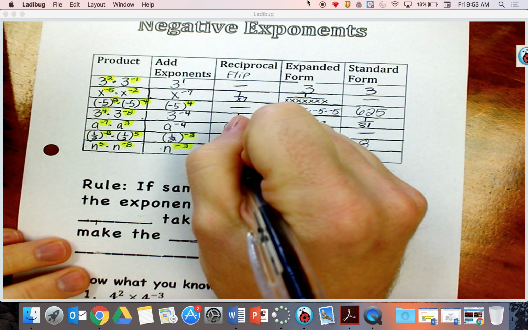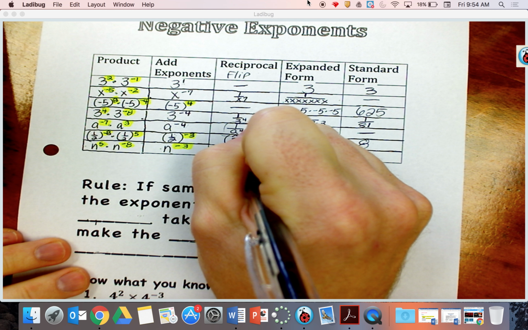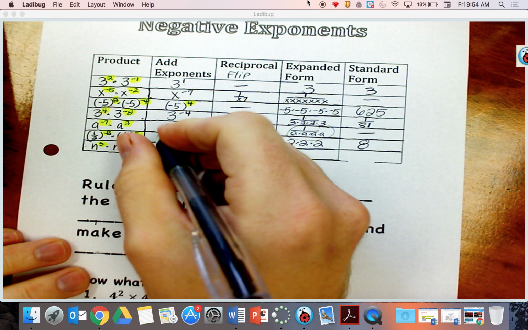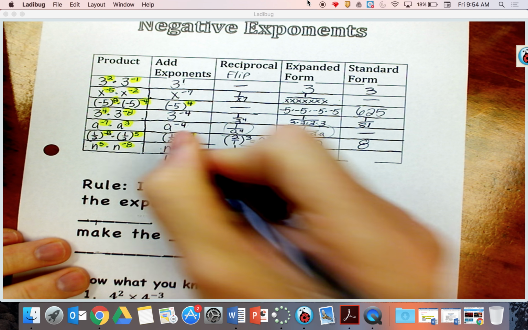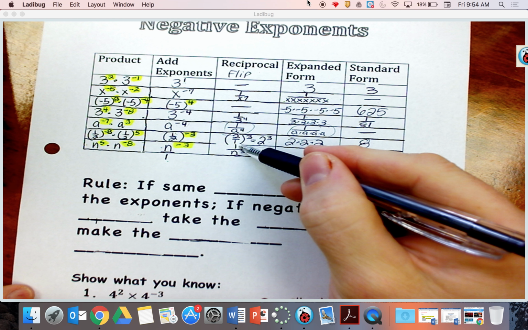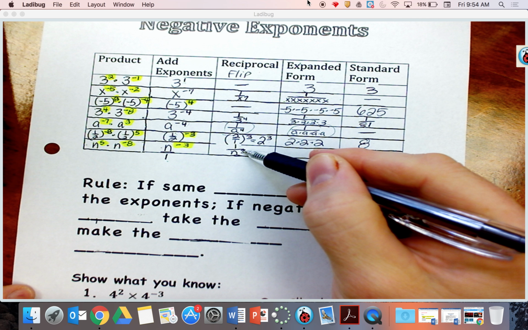I flip him over. He becomes 1 over n to the 3rd power. So he flips over. So remember, this is kind of like you got a 1 underneath it. And when you flip it over, we have a 1 on top in my numerator, and n goes down to the denominator, and the variable changes to positive.